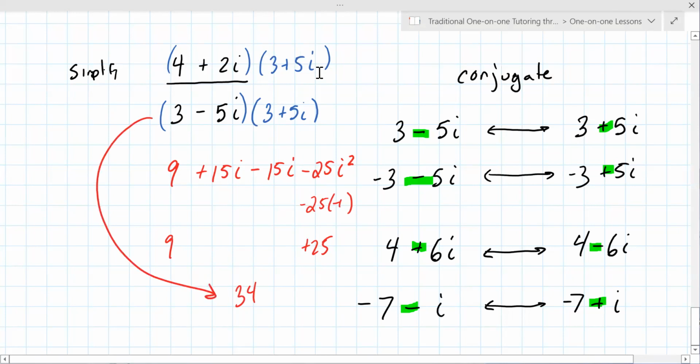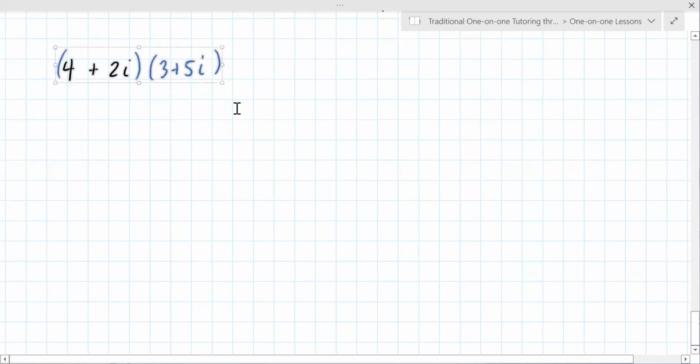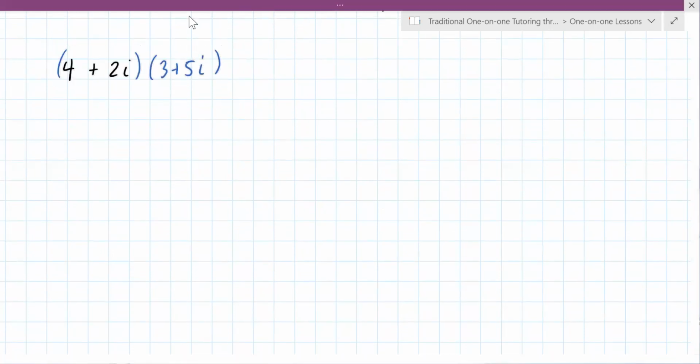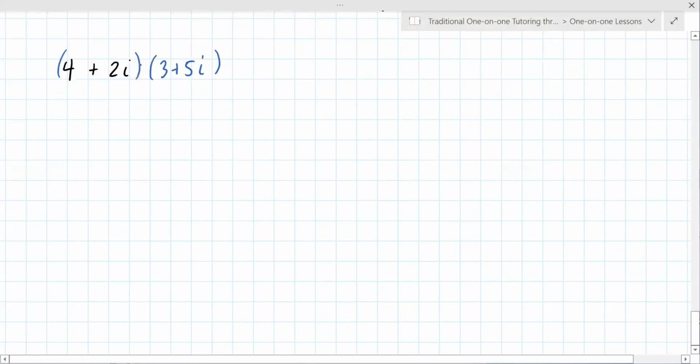The top, though, does not become a number because it's not the conjugate times itself. So let's look at the top here. Will you FOIL this for me, please?